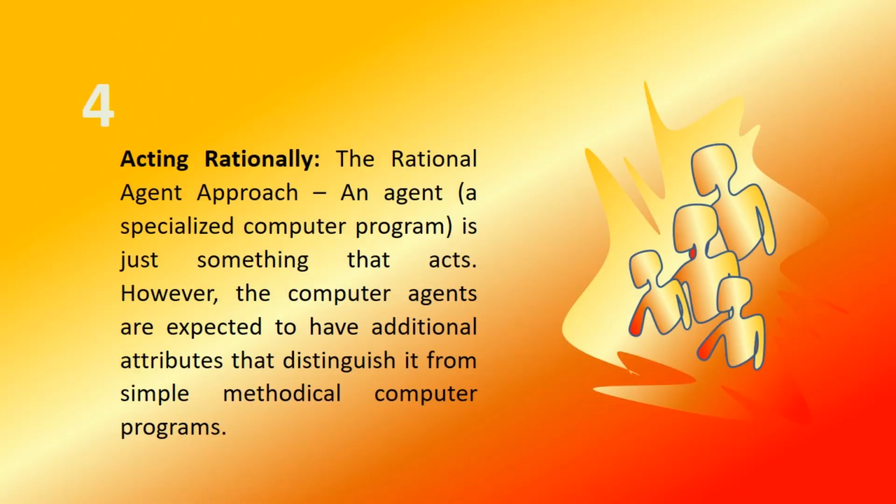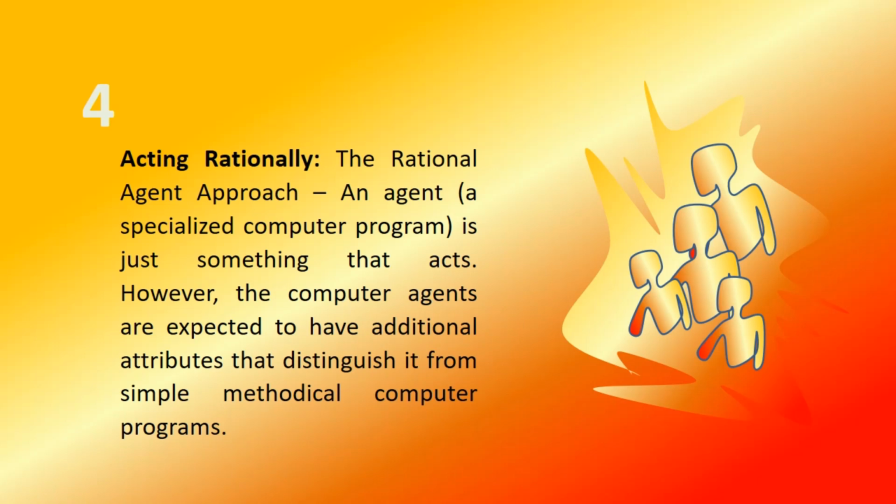Number 4 is acting rationally. The rational agent approach. An agent is just something that acts. However, computer agents are expected to have additional attributes that distinguish them from simple computer programs. The agent is required to operate under autonomous control, must perceive its own environment, should persist over a prolonged time period, be adaptable to change, and be capable of taking on another's goals.